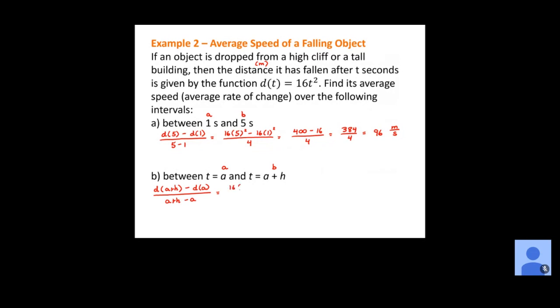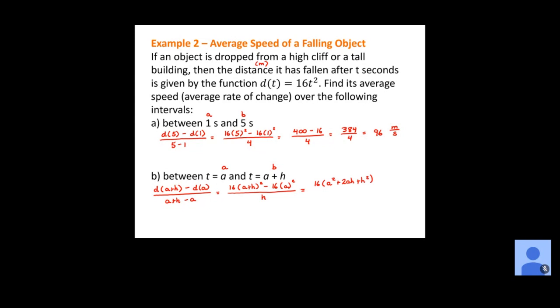That's going to give us 16 times a plus h squared minus 16 times a squared all over, and then notice here, when we have a plus h minus a, the a's are going to cancel, and so all that's left in the denominator now is an h. All right, now we have to simplify what we have in the numerator. Well, I can go ahead and square the a plus h. And so a plus h squared is going to give us a squared plus 2ah plus h squared.